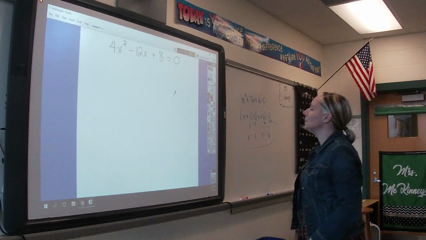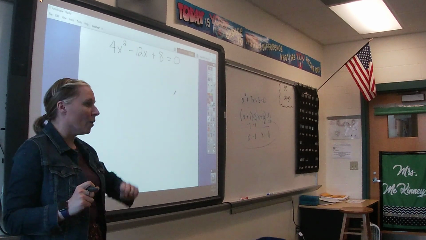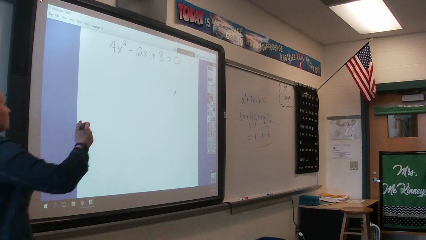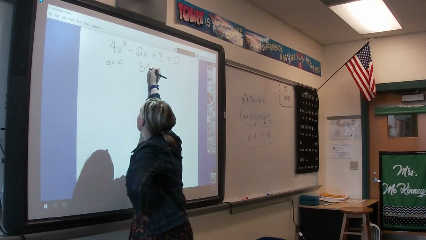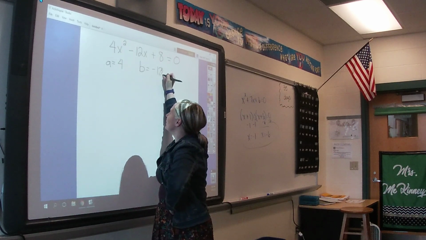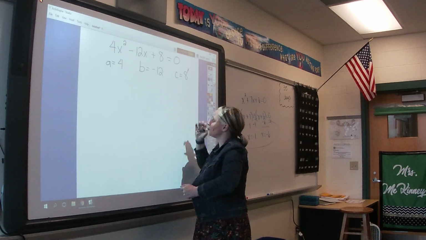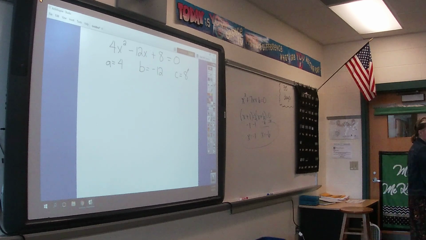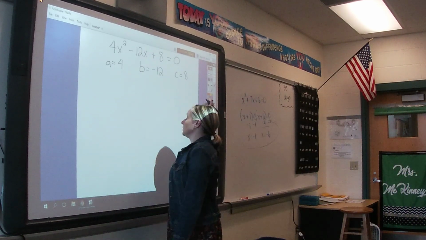Okay, so if we go through our steps, what does A equal? Does it equal 0? Yeah, that's step 1, right? We really have to make sure it equals 0. What does A equal? 4. What does B equal? -12. What does C equal? 8. Okay, so we're going to start plugging into the formula.